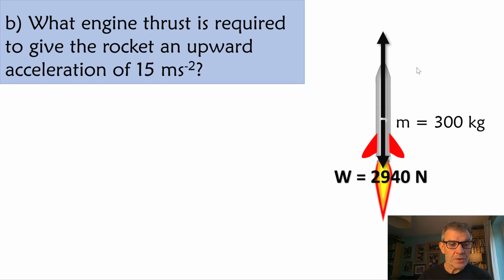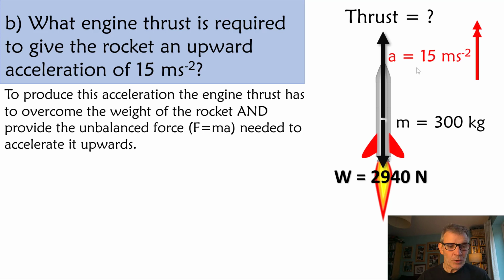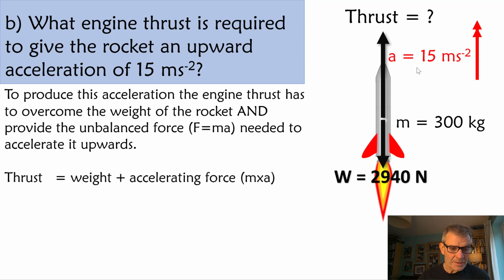Okay, next question. What engine thrust is required to give the rocket an upward acceleration of 15 meters per second squared? In order to produce the acceleration, the engine thrust has two jobs to do. It's got to overcome the weight, and it's got to provide the unbalanced force which is making the thing accelerate. We can summarize that by saying thrust is equal to weight plus the accelerating force, or m times a.